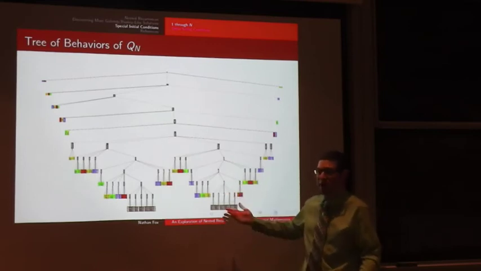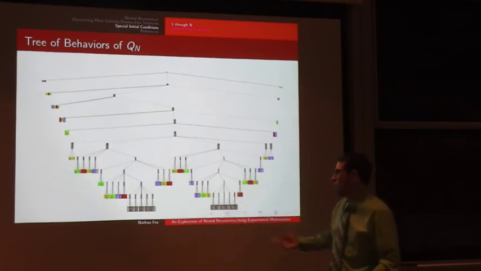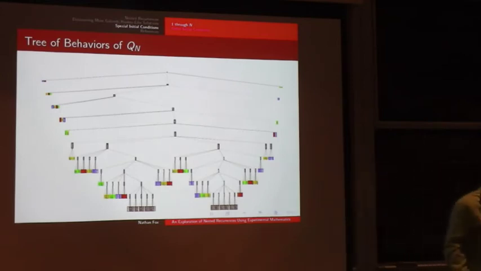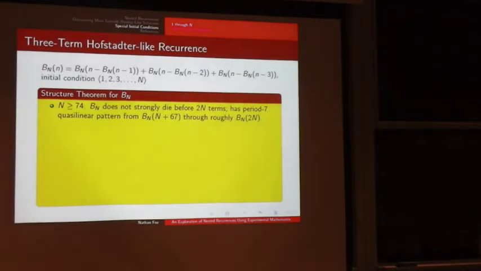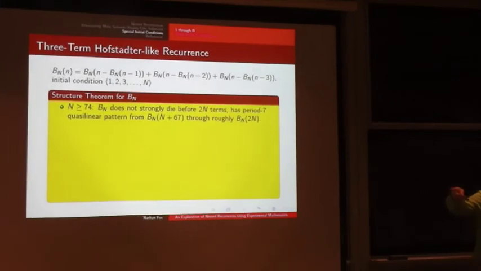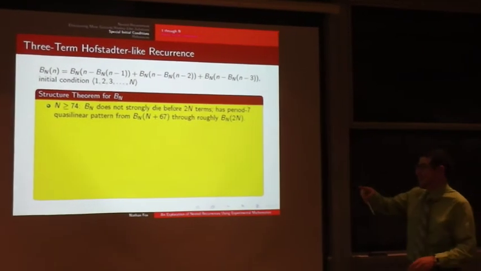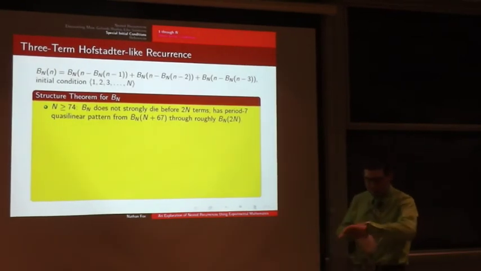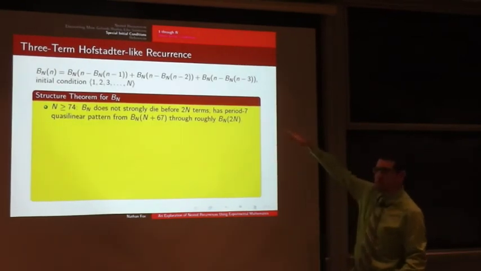I haven't been able to prove that, but it's probably not that bad to prove. And then also after level 11, things have monotone grandchildren. It's weird. All right. He said the word monotone, monochromatic. All right, so how about this three-term recurrence?